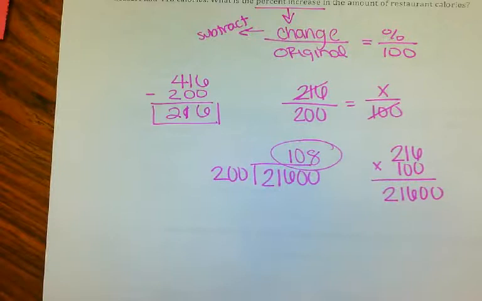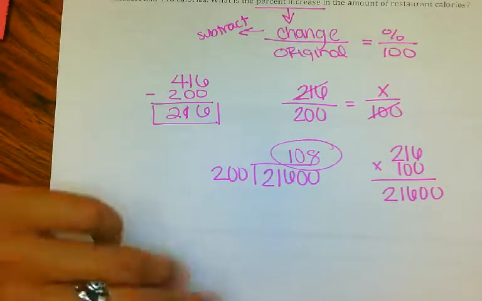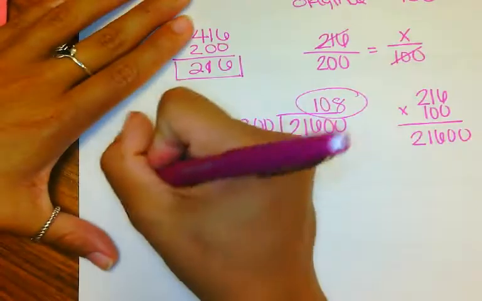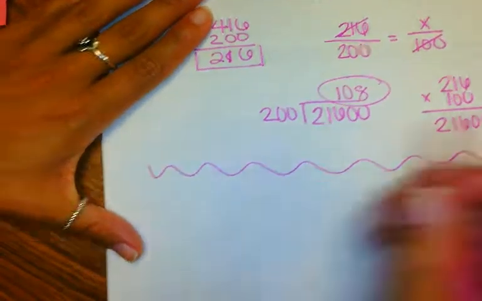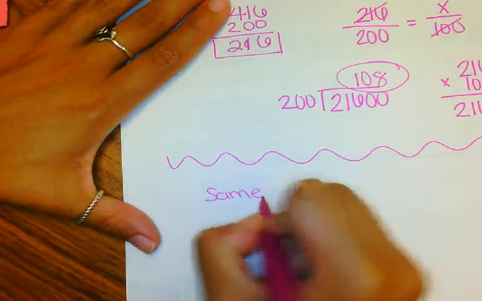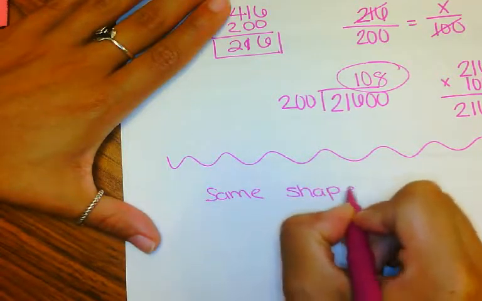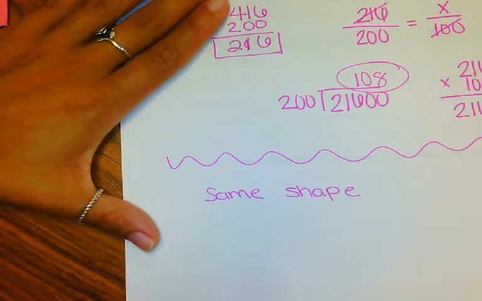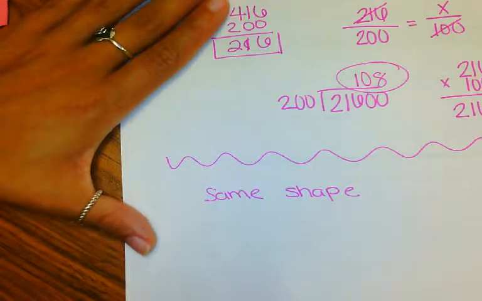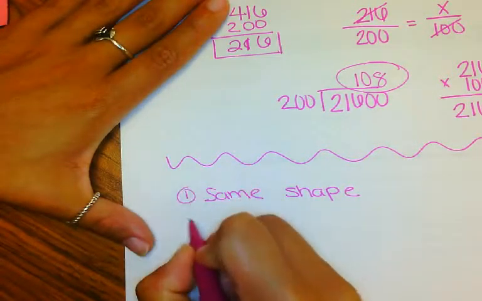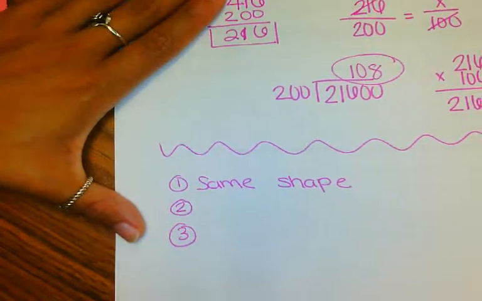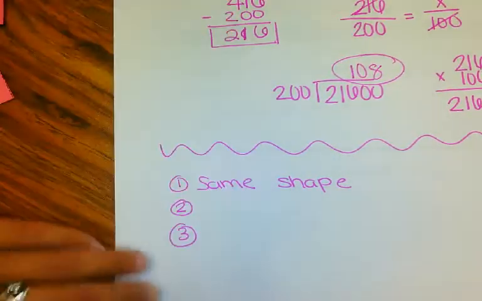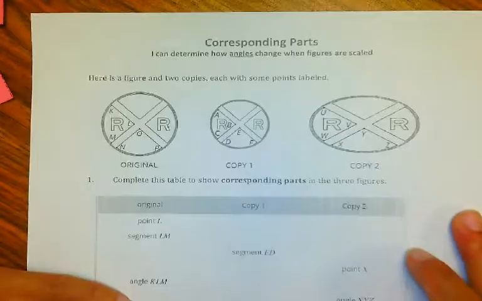Okay, so what we're talking about today, yesterday we talked about how in order for things to be a scaled copy, right, they have to be the same shape. All right, and we're going to take that same idea and apply it today to figure out what other conditions we need. Okay, so we're going to fill in these other two conditions for similar figures. All right, so let's go to this page, corresponding parts.